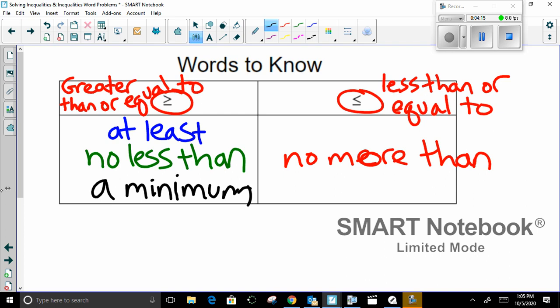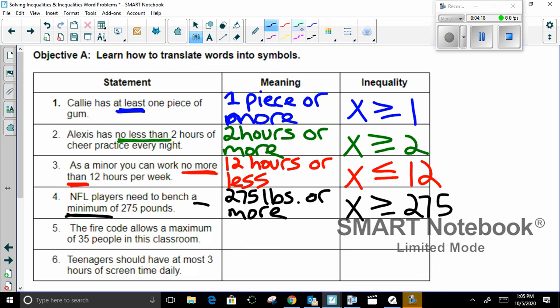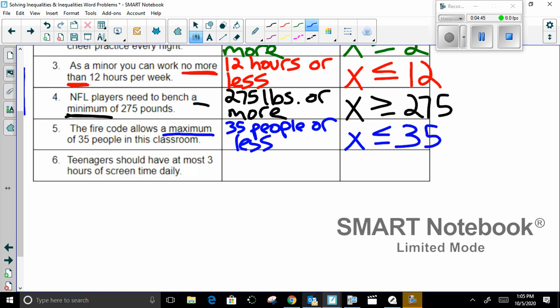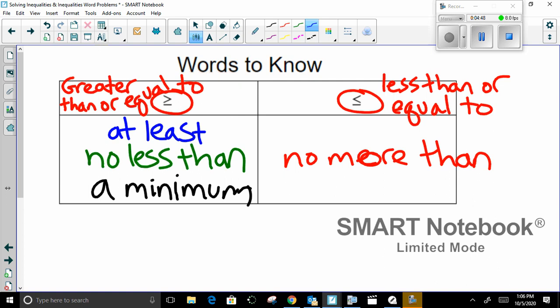All right, I think we got a couple more there. The fire code allows a maximum of 35 people in this classroom. A maximum of 35 people. So I can have a maximum of 35 people. The most you can have is 35. So I can have 35 people or less. So that would be x is less than or equal to 35. So a maximum would fall under the less than or equal to.